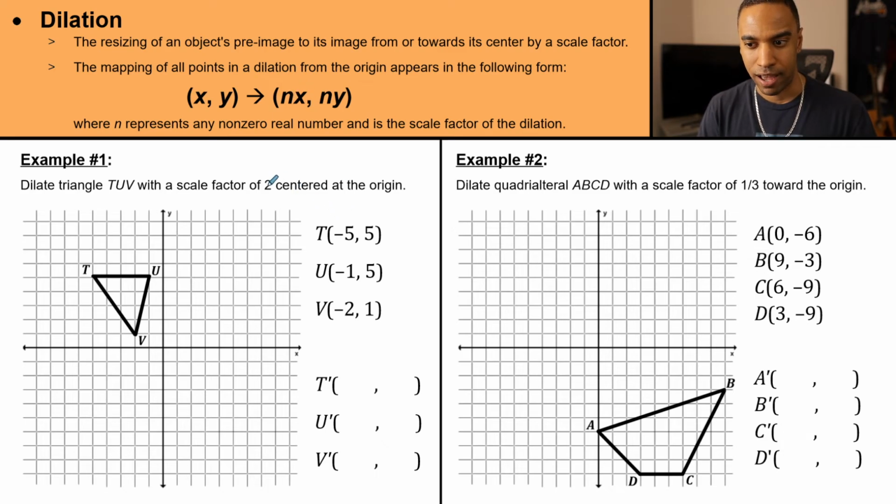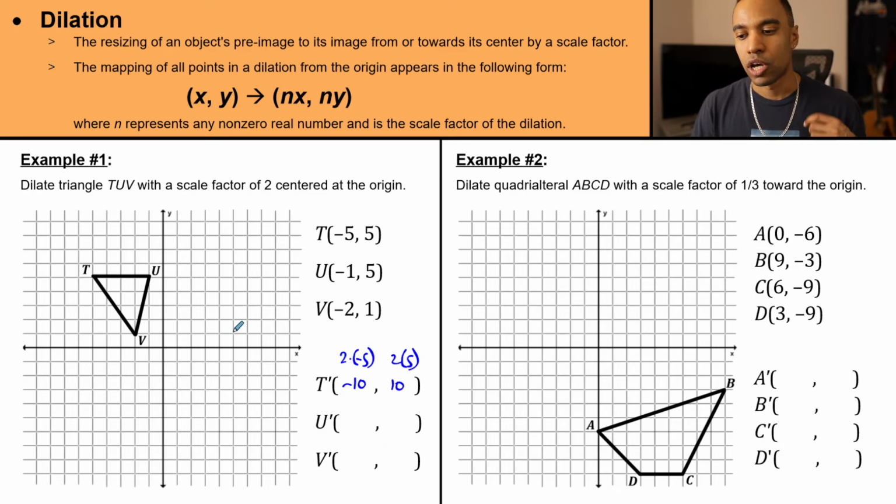We multiply by our values here. 2 is going to multiply by negative 5. You okay with that? 2 times negative 5. 2 is going to multiply with positive 5 here. So that's negative 10 and positive 10. So it dilated by growing twice as large in both x and y coordinates.